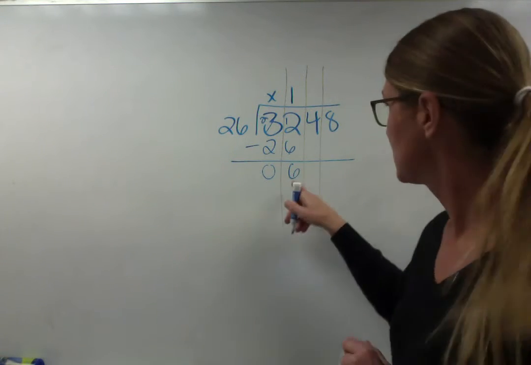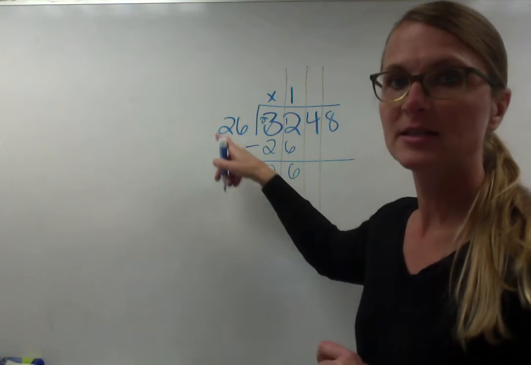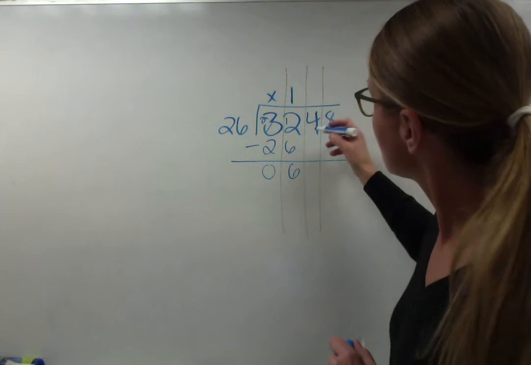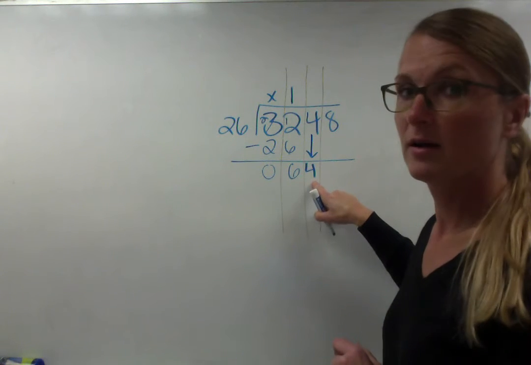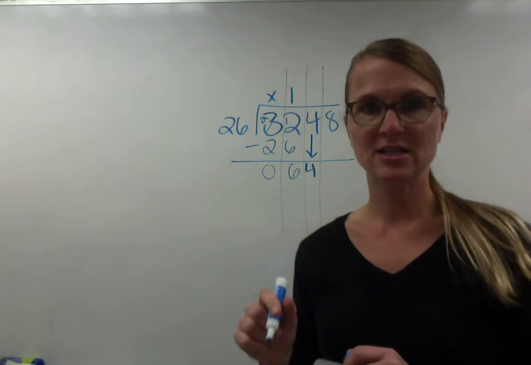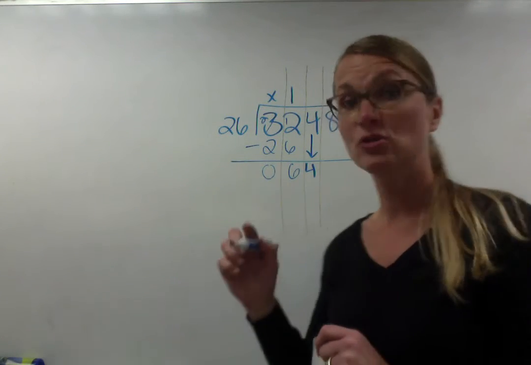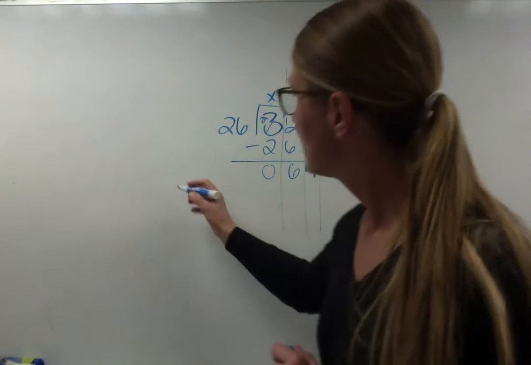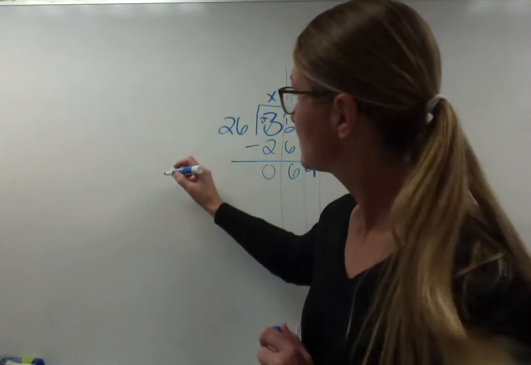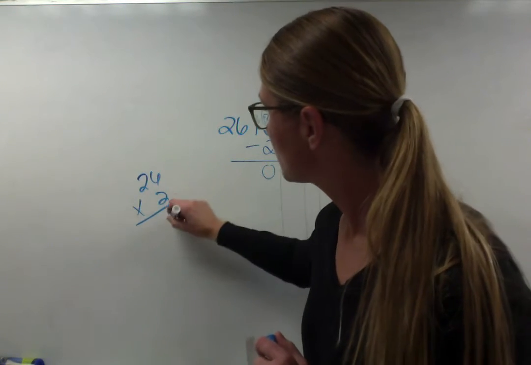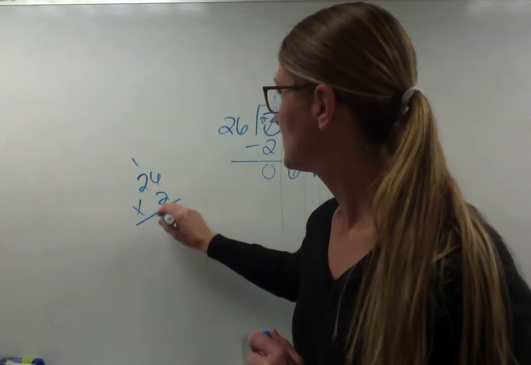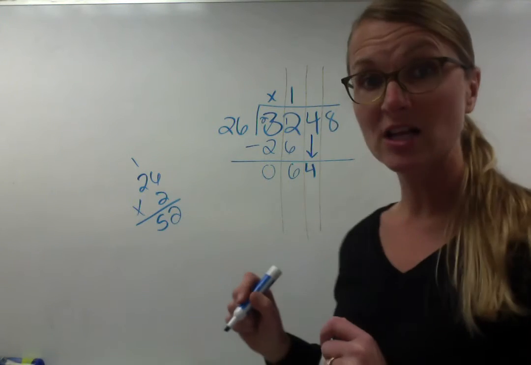Again, same process. If this is smaller than this, we can go ahead and keep going and bring down the next number. So we're going to bring down the 4. So now we have 64. So how many times does 26 go into 64? Well, I know that two 26s is going to be more than 40. So I'm going to guess and check. So I'm going to say 26 times 2. 2 times 6 is 12. 2 times 2 is 4 plus 1 is 5. So 52. Ooh, that's close.